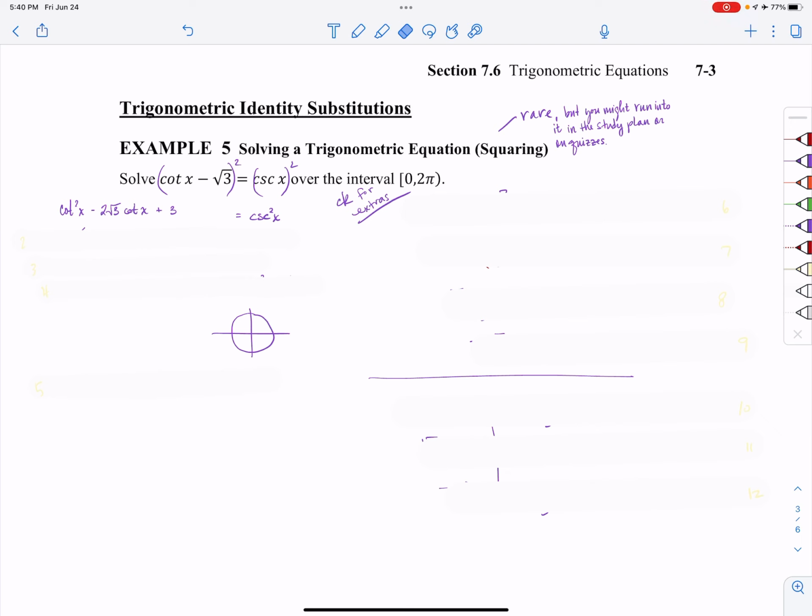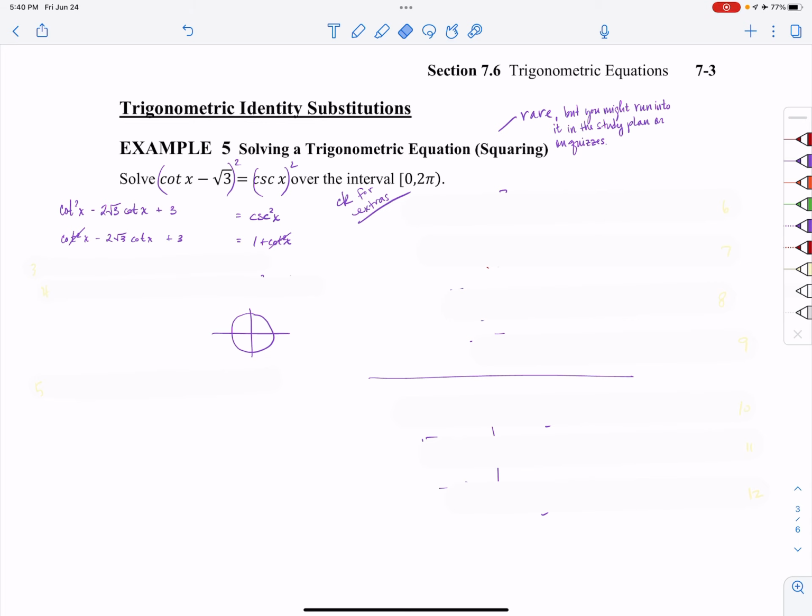All right, so the next thing is that there are no like terms that I can combine. However, we know that cosecant squared is the same thing as 1 plus cotangent squared. If I can change this into 1 plus cotangent squared, I will have all the same trigonometric function that I'm working with. So using my Pythagorean identity, I will change cosecant squared into 1 plus cotangent squared.